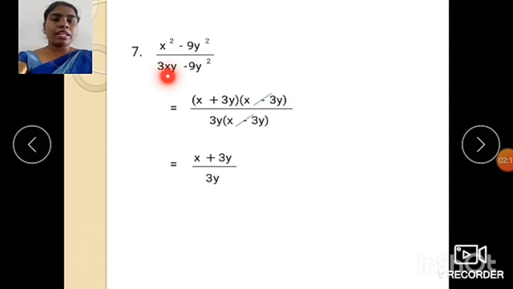And see the denominator. In the denominator we have 3y as common, so we'll take 3y as common outside. After removing 3y, we'll have x minus 3y. Now see this expression. Here in the numerator we have x minus 3y, and in the denominator also we have x minus 3y. So we'll cancel that term. x minus 3y and x minus 3y will be cancelled. The remaining term will be x plus 3y by 3y. So the result is x plus 3y by 3y.